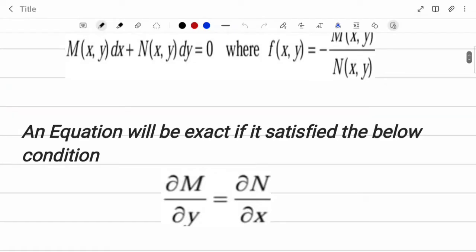What it means is that whatever is written with dx, we have to differentiate it with respect to y, meaning the partial derivative, and anything with dy we have to differentiate with respect to x. If both answers are equal, we call it an exact differential equation. Okay, hope you get the point.